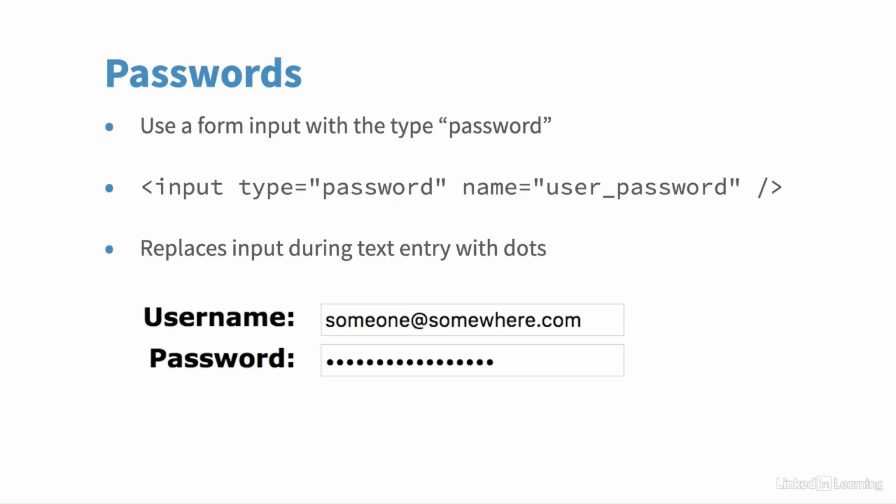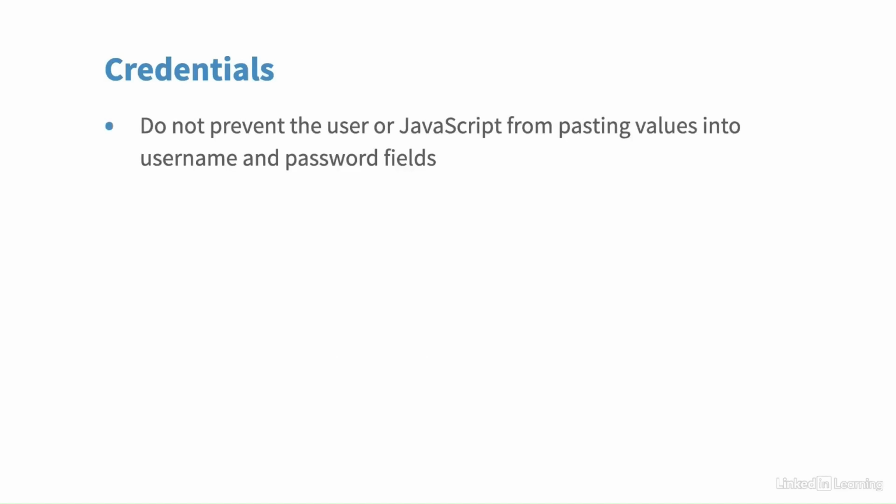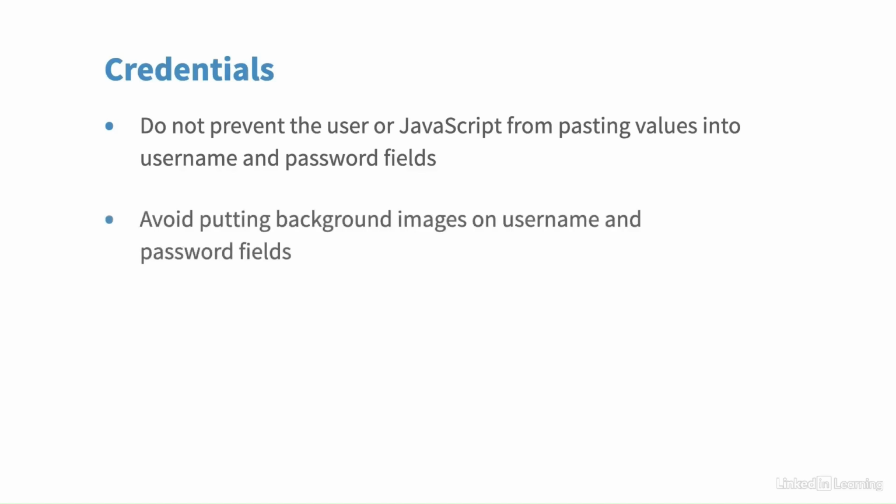We'll talk a lot more about passwords in the coming chapters, but here are a few more tips about collecting credentials. You shouldn't prevent the user or JavaScript from pasting values into input fields, and you should avoid adding background images to those fields. The reason is that many password managers have browser plugins that add background images to those fields, and then users can select and paste in values that are stored in the password manager. We want to encourage password managers, so let's not put up roadblocks to using them. The third is that you should configure HTTPS on your website to ensure that usernames and passwords will travel over an encrypted channel from the user's browser to the server.